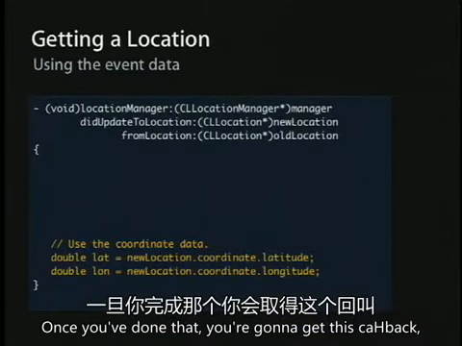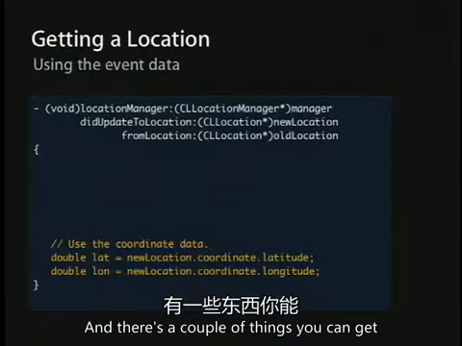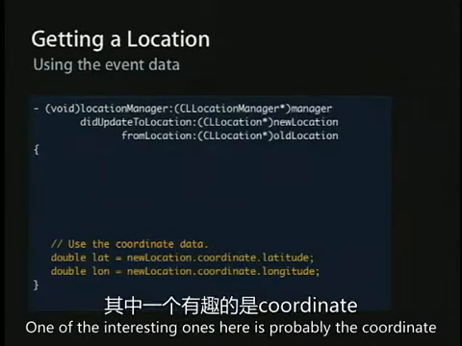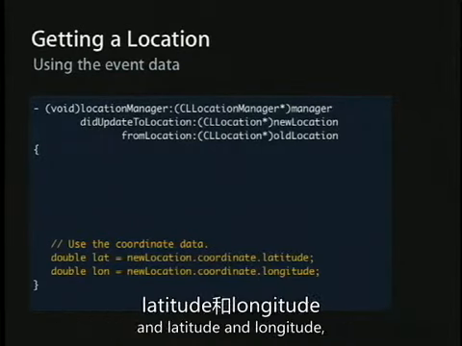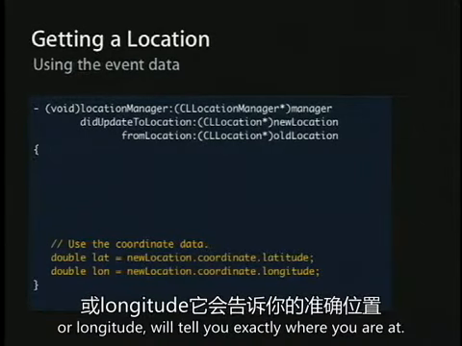Once you've done that, you're going to get this callback: locationManager:didUpdateToLocation:fromLocation:. And there's a couple of things you can get out of the location. There's actually more than a couple. There's quite a few. One of the interesting ones here is probably the coordinate in latitude and longitude. So newLocation.coordinate.latitude or longitude will tell you exactly where you're at.